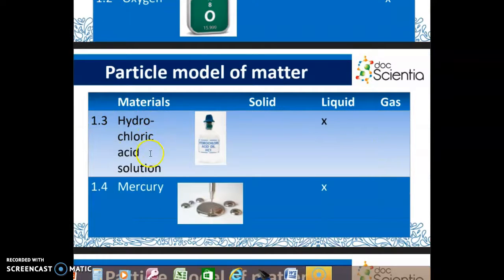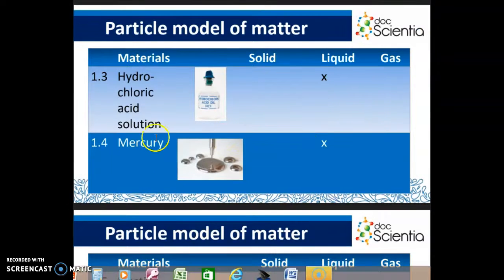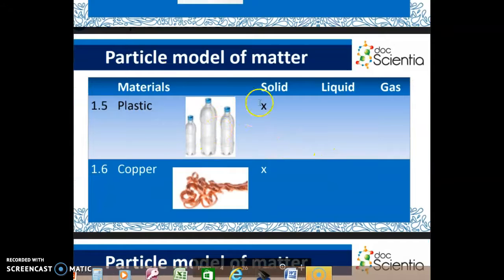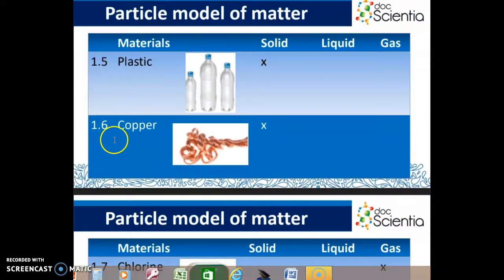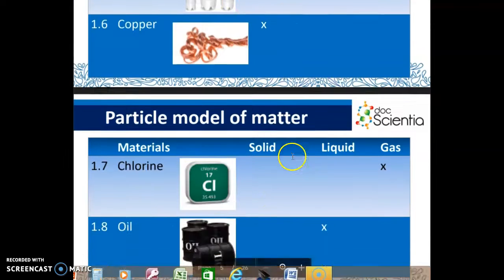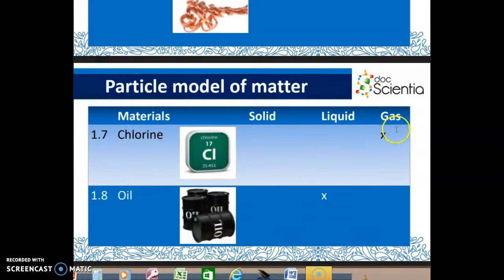1.3. Hydrochloric acid solution. Is it a solid, a liquid, or a gas at room temperature? A liquid. 1.4. Mercury. Is it a solid, a liquid, or a gas at room temperature? A liquid. Plastic. Is it a solid, a liquid, or a gas at room temperature? A solid. Copper. Is it a solid, a liquid, or a gas at room temperature? A solid. Chlorine. Is it a solid, a liquid, or a gas at room temperature?